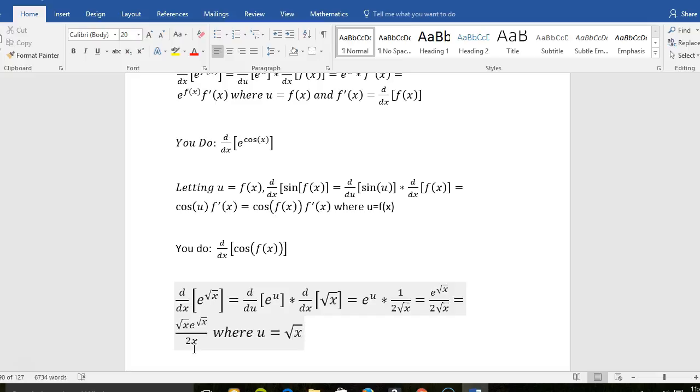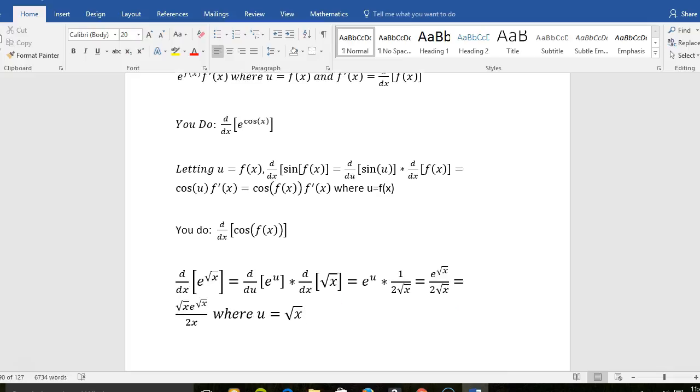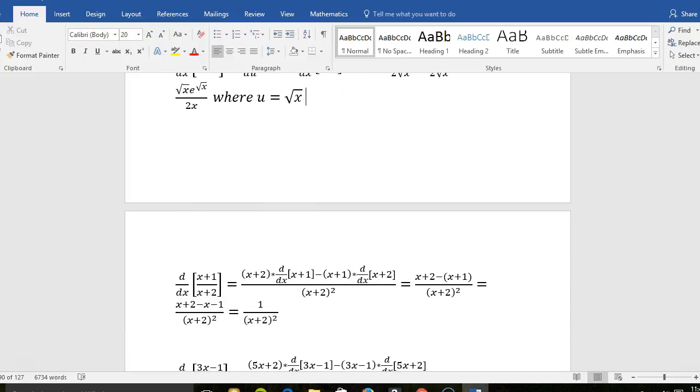Okay, so there's that, and we're done. So that'll be all for that example. Just yet another chain rule example. You can use the chain rule with all sorts of functions, all sorts.